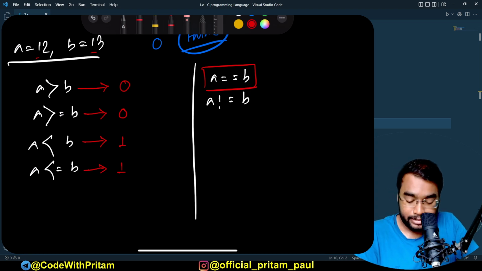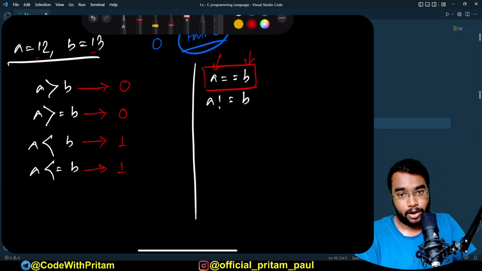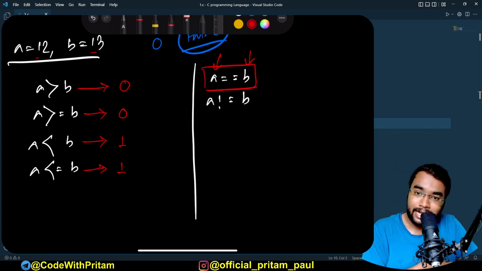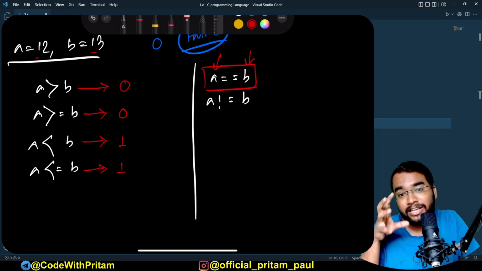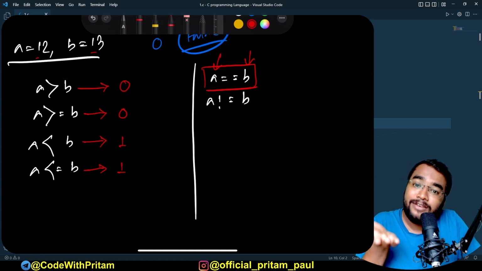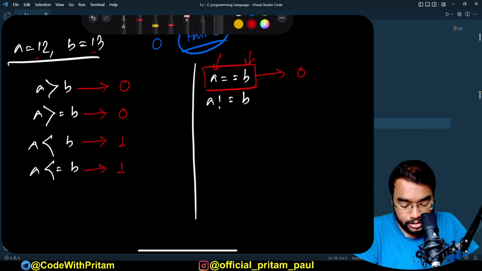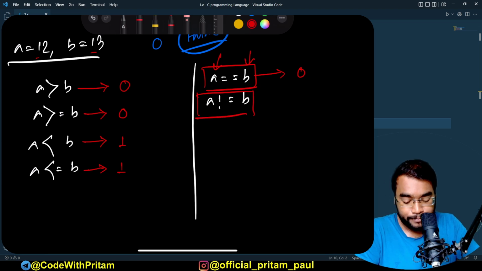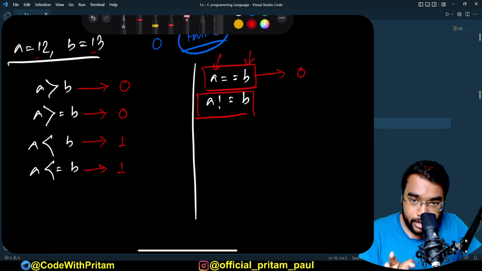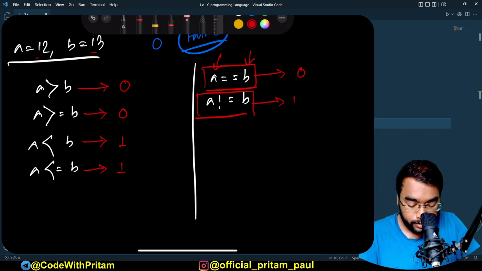a equal b defines whether a and b are the same or not, whether the left hand side and the right hand side are the same. If they are the same, it returns 1. If they are not the same, it returns 0. Obviously it returns 0 because 12 is not equal to 13. And a not equal b: this exclamation sign and equal sign are called not equal to. If they are not equal to each other, it returns 1, else it returns 0.